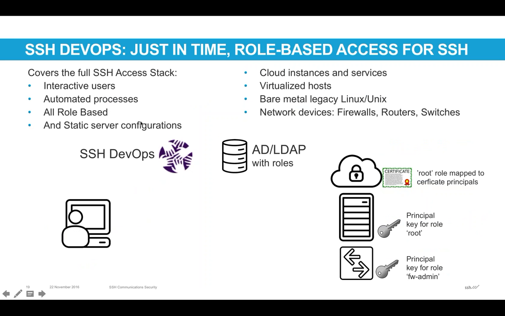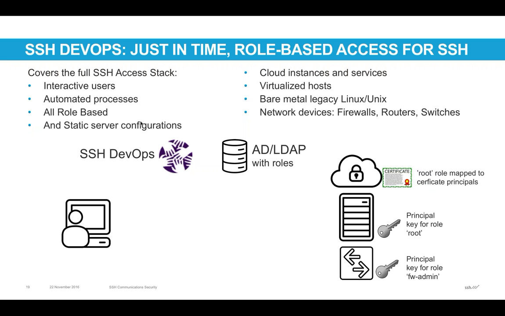Let's move forward into the SSH DevOps piece. That is the beef of today's webinar. The purpose of the SSH DevOps module is to provide just-in-time role-based access for SSH. The unique differentiator of SSH DevOps is that it addresses the full SSH access stack. It works for interactive users and for automated processes. Everything can be decided on role-based access controls, leveraging the existing Active Directory, LDAP, or so forth. And you can do everything with very static server configurations, so once you provision or deprovision access, you don't have to touch the servers at all.